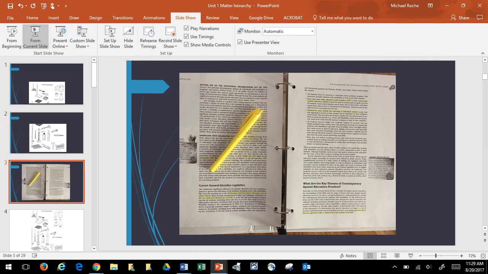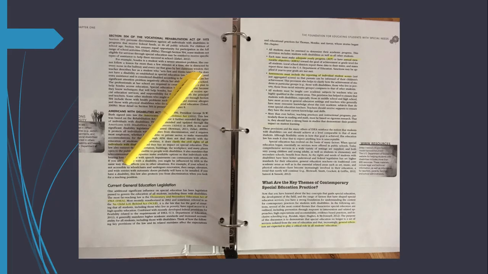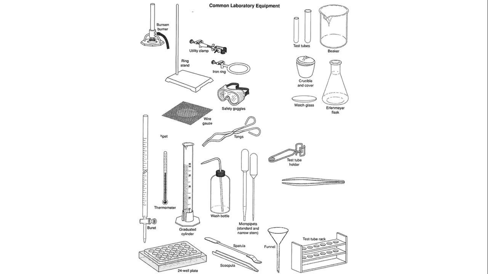Slideshow from current slide. So we were starting matter, and this is what I should be doing, which is my homework. But this is just too boring, so I decided instead to make a video of this. So let's start here, shall we?